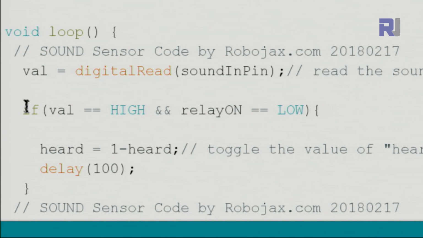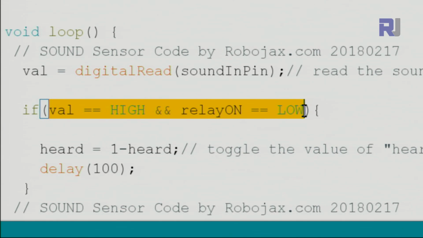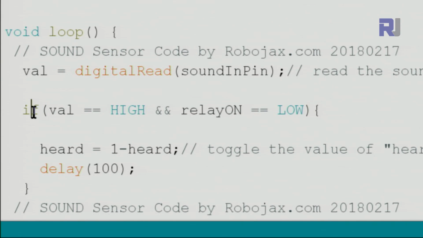Repeat this portion. This portion will say if value is equal high, and these two ampersands mean and, relay on is equal low. So this portion and this portion, both of these must be true in order for this condition to be true. And here we change the value of hertz, which has been defined at the beginning of the code. This is used here.